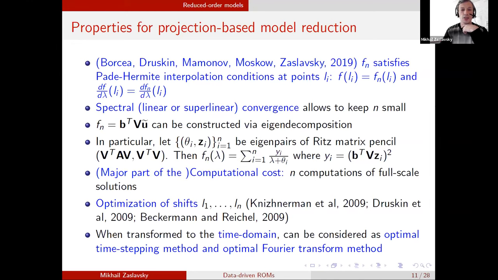That's the major cost. That's why the natural task that appears here is how to minimize this n, the number of n, for a given accuracy. That problem was solved in this paper.